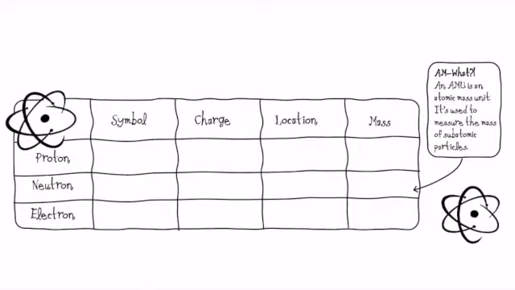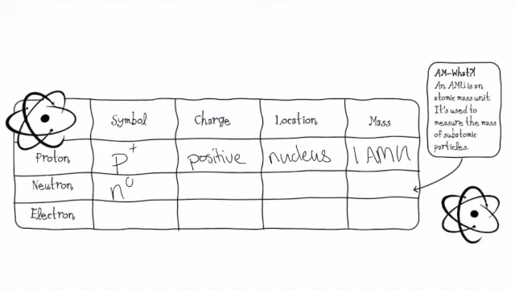So the symbol for a proton is a P with the superscript of a plus sign. Protons have a positive charge, and they're found in the nucleus, and the mass is 1 AMU. An AMU is an atomic mass unit. It's used to measure the mass of subatomic particles.